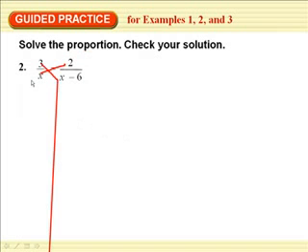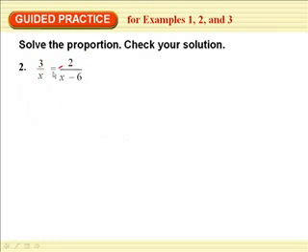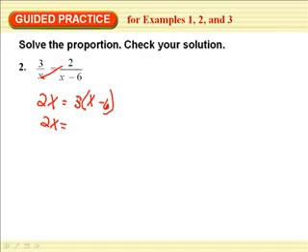So this is like that one that we just did. So I'm going to get this one is 2x, and this one is 3 times x minus 6. I have to write that out. I don't want to rely on my brain to remember it. Distributive property, 3x minus 18.